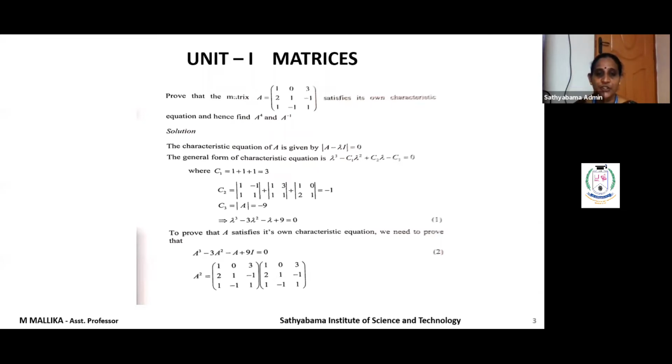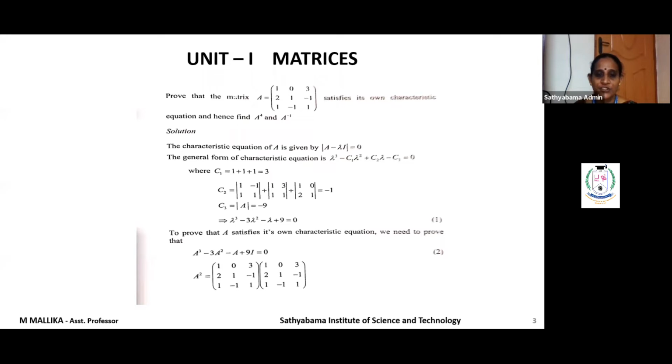So the first row of the first matrix is 1, 0, 3, and the first column of the second matrix is 1, 2, 1. When I multiply the corresponding elements and add them, what I'll be getting is 1 into 1 plus 0 into 2 plus 3 into 1. This is what I'll be getting. So when I add everything, I'll be getting the answer as 4. So 4 is the first row, first column element of A square.